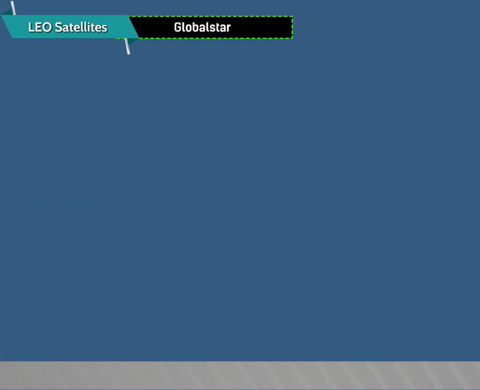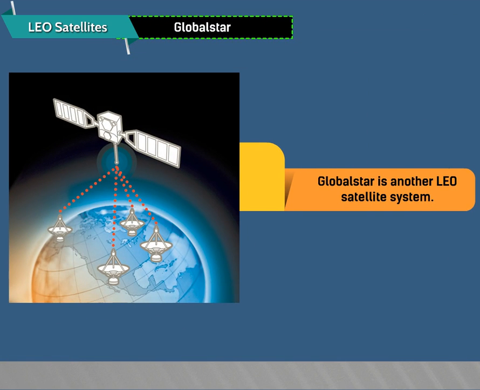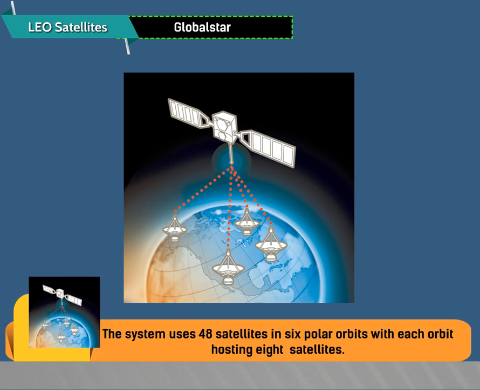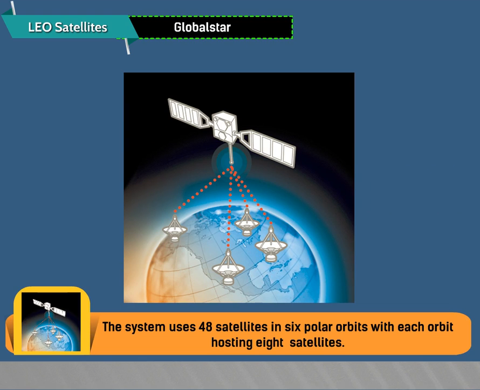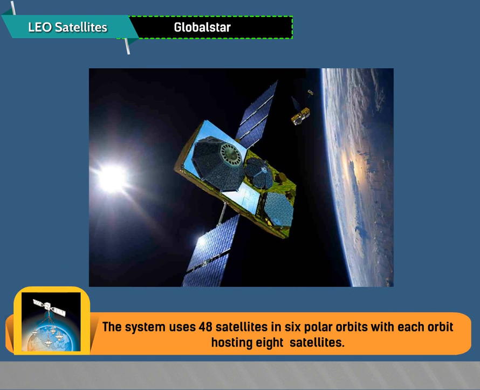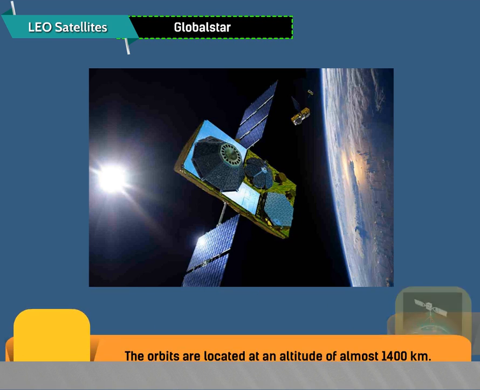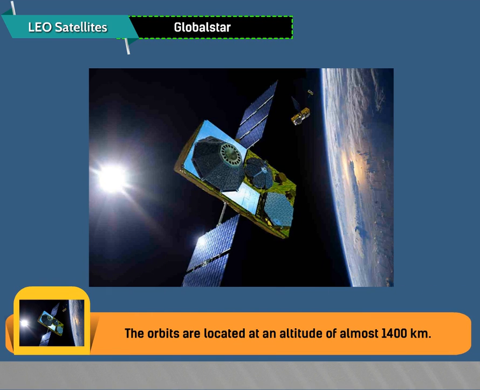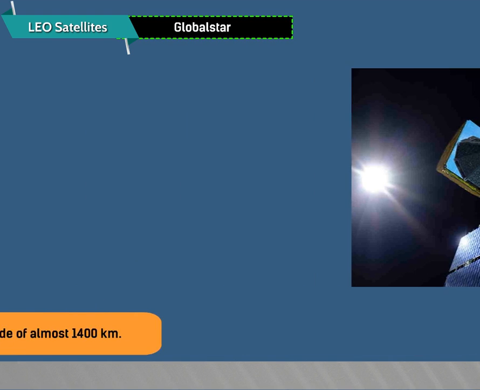Global Star. Global Star is another LEO satellite system. The system uses 48 satellites in 6 polar orbits, with each orbit hosting 8 satellites. The orbits are located at an altitude of almost 1,400 kilometers.